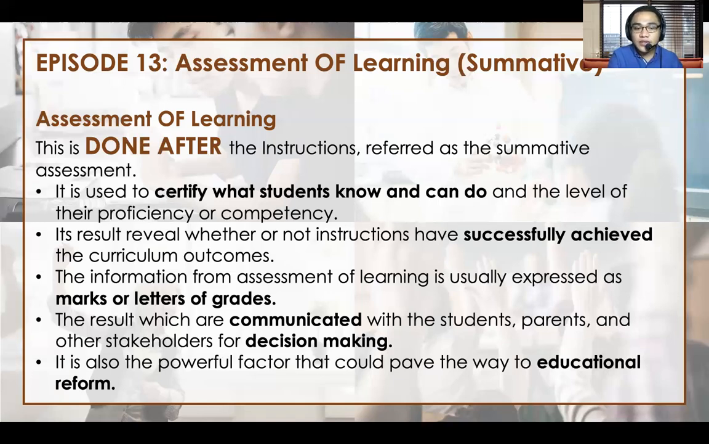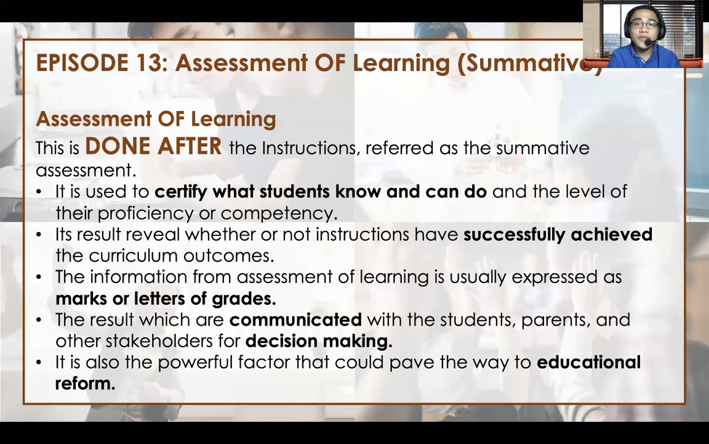Now, the results are communicated with the students, parents, and other stakeholders for decision making. Remember that in curriculum development, there are different stakeholders of education. We're not just talking about teachers, administrators, or students, but of course, the parents and the community. Now, these marks could actually give us an overview on the decision that we're going to do to the learner or to the education system. Now, it is also a powerful factor that could pave the way for educational reform.